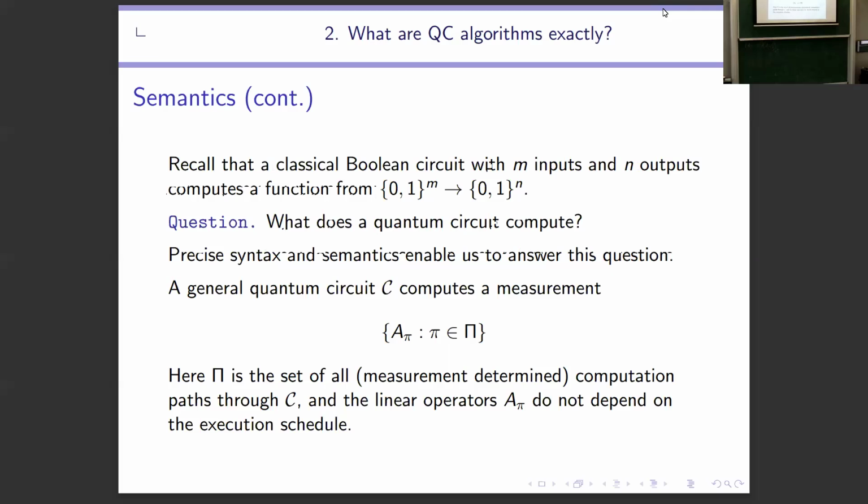when you execute a measurement, then there's a choice. Depending on this choice, you branch, and there is another measurement, you branch again. So there are many different routes through the circuit, but the measurement you compute is the same. If you take any route, in this route you compute one linear operator after another, string them all together, and that would be this A sub pi, where pi is the route.